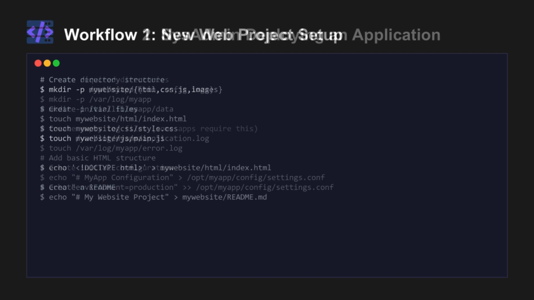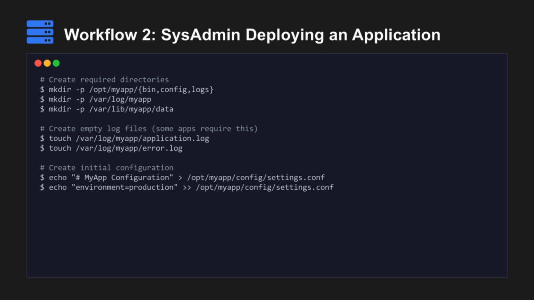than signs. The next code example we'll take a look at is a system administrator deploying an application. You see making directories with the -p flag, using the brace expansion, using touch to create these empty log files, and then creating the initial configuration, the contents, and then the appending happening again.